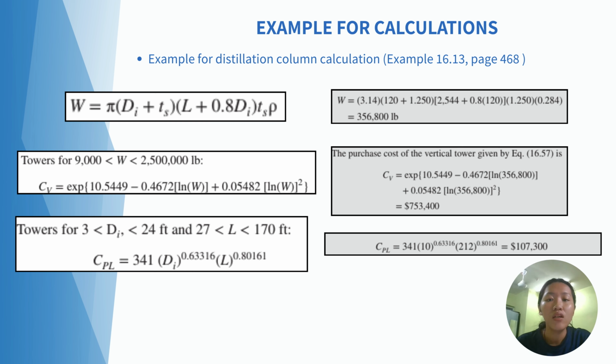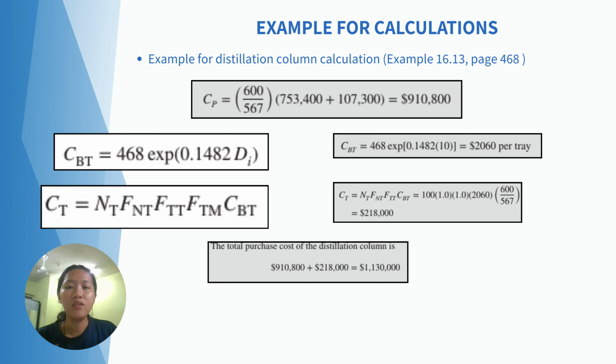After obtaining the value of W, we can use it to find the value of CV and also CPL. After obtaining CV and CPL, we can obtain the first value of the purchase cost. However, we still need to add the cost of the 100 sieve trays, so we still need to calculate the value of CVT and also CT. Then after obtaining CT, we can add it to CP to obtain the final value of the total purchase cost.